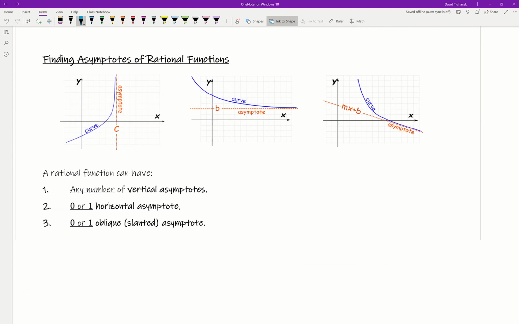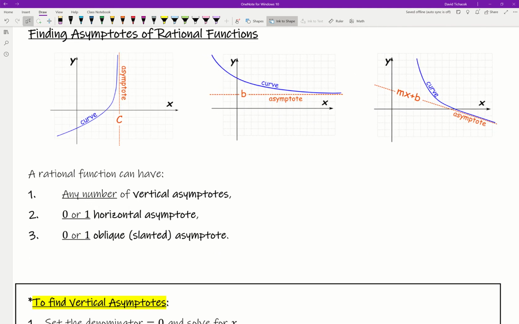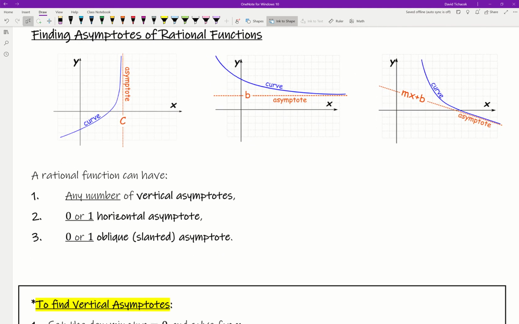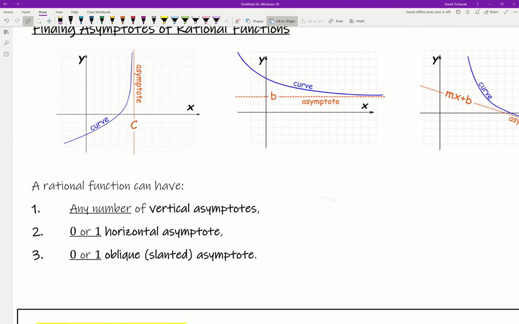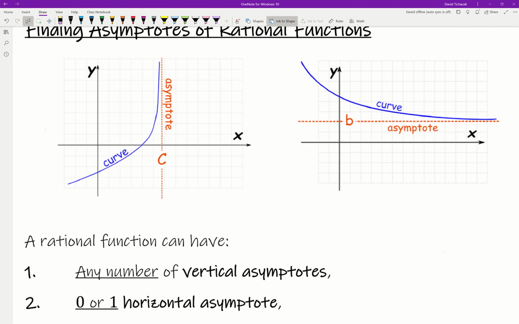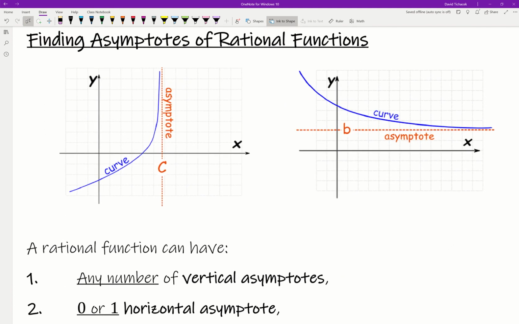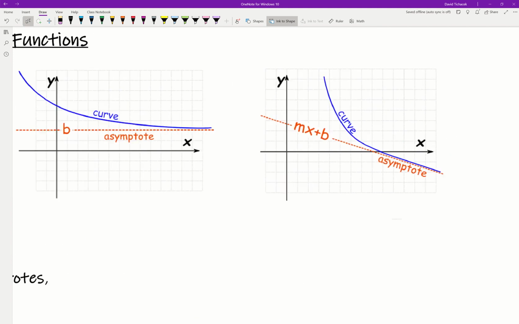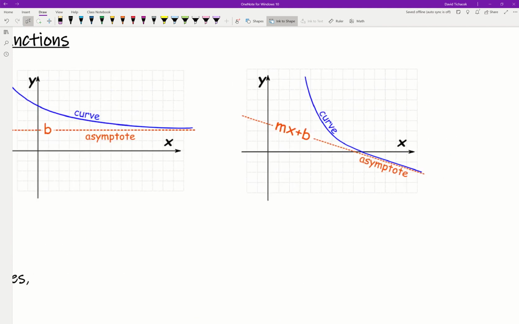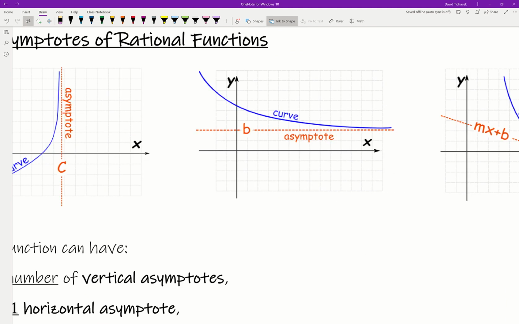So not only are holes characteristics of rational function graphs, but also these asymptotes are also characteristics. And so what we're going to do in this video specifically is we're just going to focus on these first two types of asymptotes, namely your vertical and your horizontal asymptotes. We're going to talk about this third type of asymptote, a diagonal or a slant or oblique asymptote. We're going to talk about that in a future video, okay?